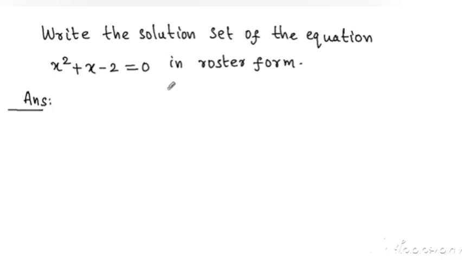Now we can do some problems. Write the solution set of the equation x squared plus x minus 2 equal to 0 in roster form. For that, first you need to find the value of that variable, that is, the solution set.